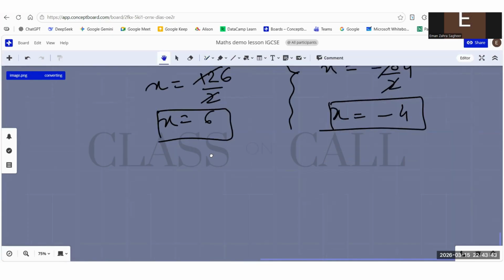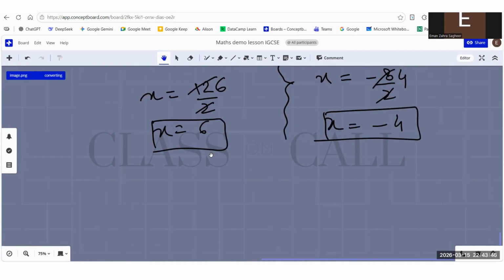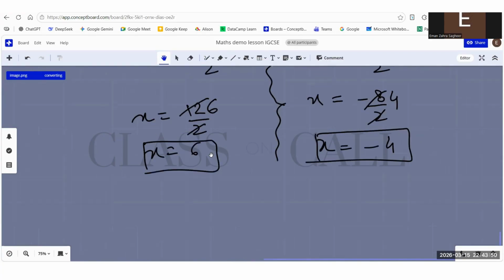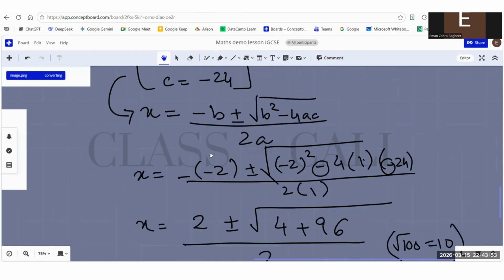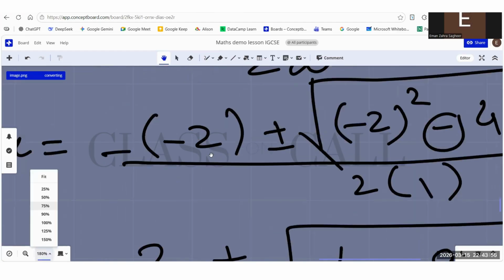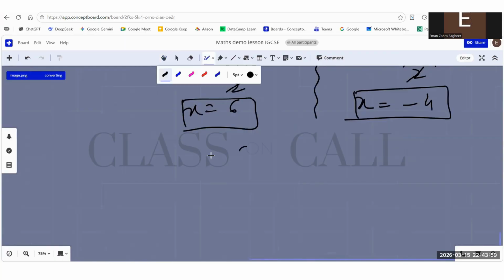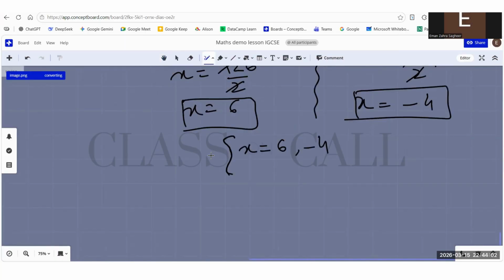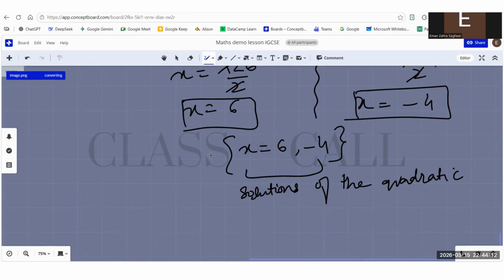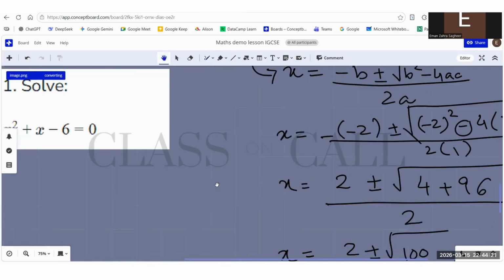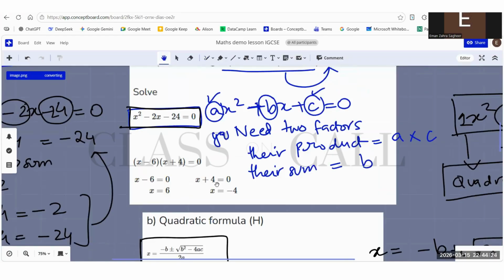So how many values did we get for the quadratic equation when we use this quadratic formula? We got two values. So we got 6 and -4, which are basically the solutions of the quadratic equation. So that's how we're going to solve. This is how we solve quadratic equations through factorization and the quadratic formula.